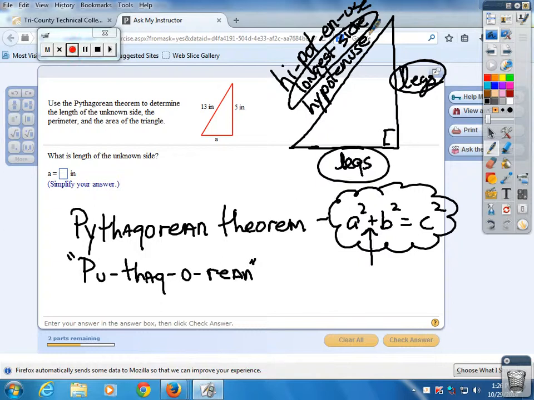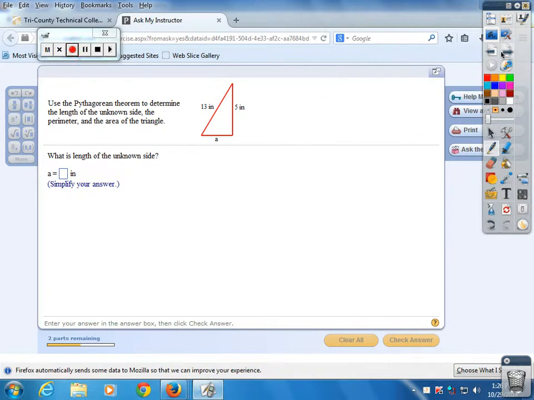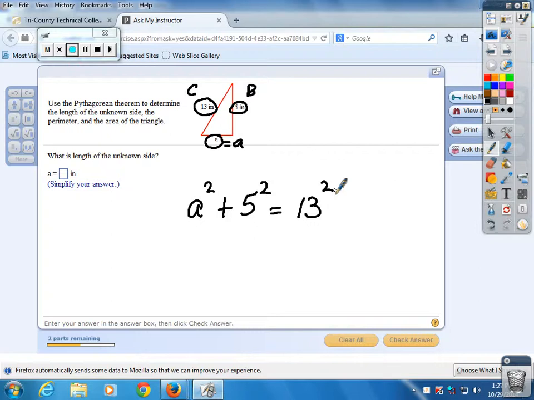So let's look at this problem that was sent. This problem, we've got A is A, B is 5, and C is what? 13. That's right. So we've got to plug everything in. A squared plus 5 squared is equal to 13 squared. Plug and what? Plug and chug. Take the calculators out and see what you come up with.